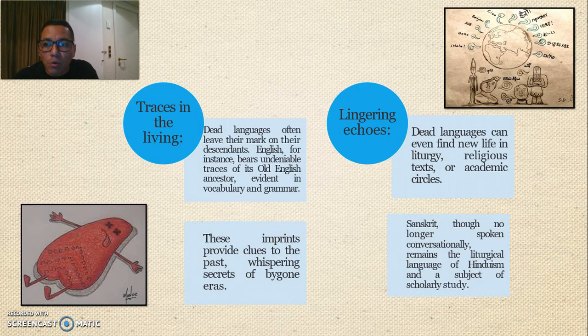So, two important arguments in that language: traces in the living and lingering echoes, right? So, that language often leaves its mark on the descended English. For instance, it bears undeniable traces of its own English ancestor. In the case of lingering echoes, that language can even find new life in liturgy, religious texts, or academic circles. So it means that you can find in different academic texts or religious texts, right, in liturgy, probably many words that are going extinct.